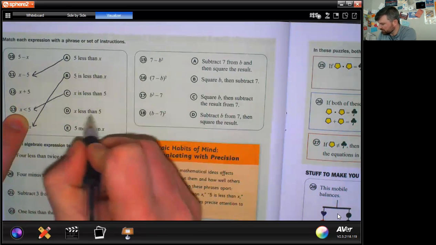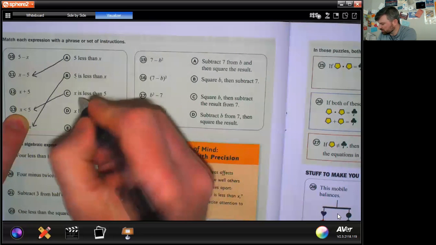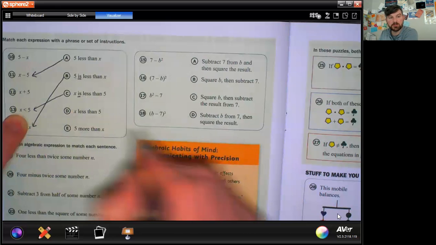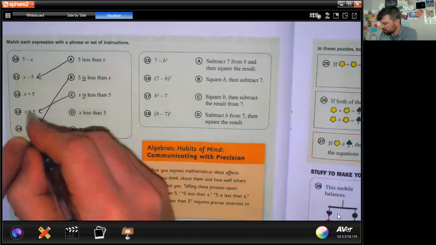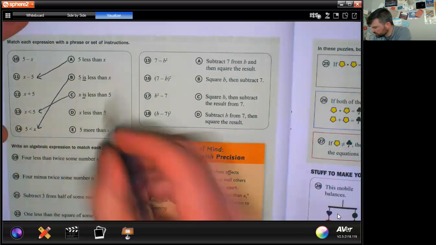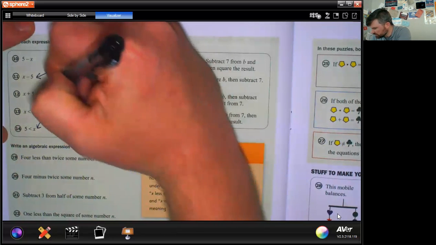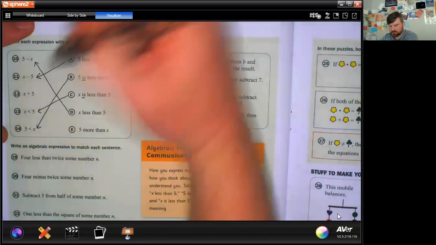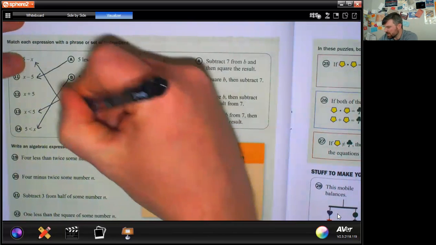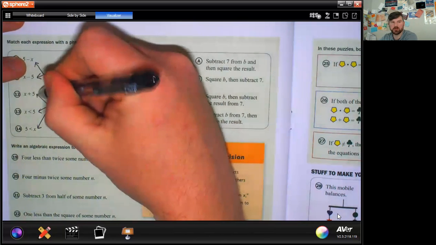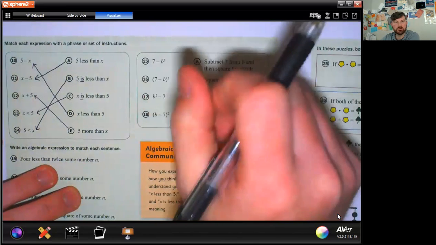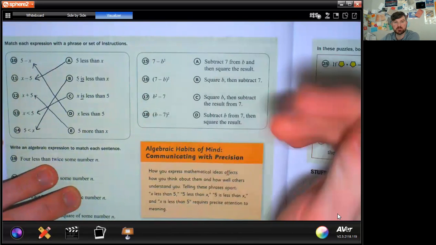X less than 5. Okay, so notice the wordage. We had is there, which means result. Okay, and then these represented that. So x less than 5, which means subtraction. So that's D. And then 5 more than x, which means add. So in math, a lot of times you have to really focus on the words that they use in the order that they're using them in.